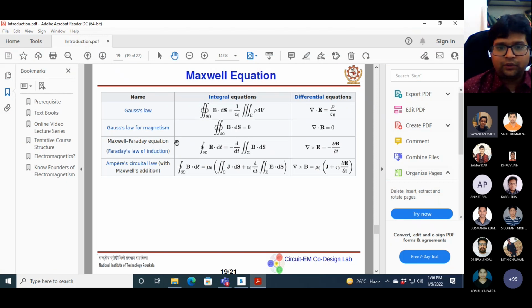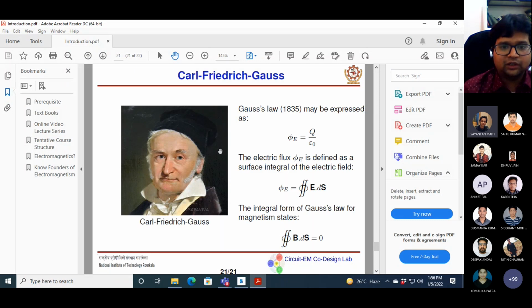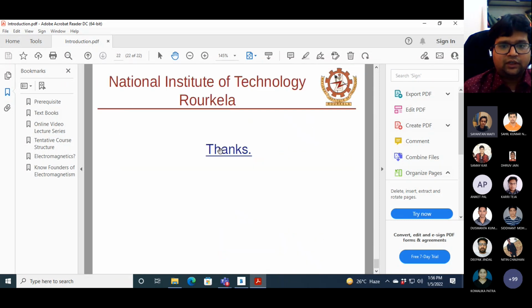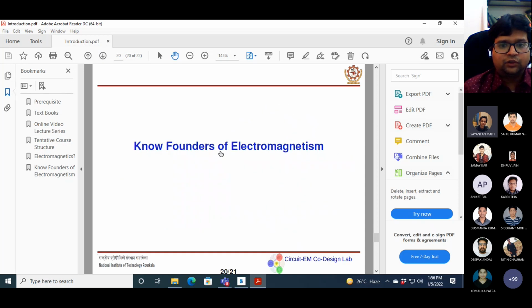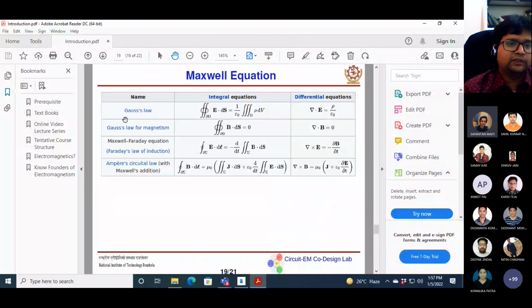Okay, so we discussed... I did not complete this slide. So you can understand who the contributors of the Maxwell equations are. First is Gauss, then Faraday, Ampere, Maxwell and Coulomb. These are the four or five people who are the main contributors of the Maxwell equations.